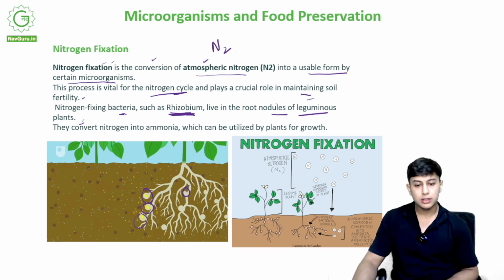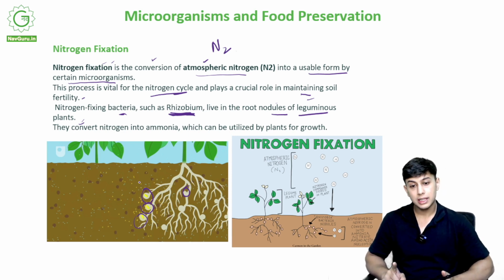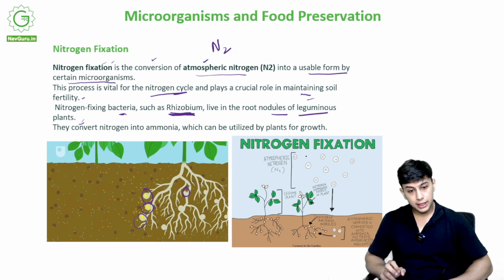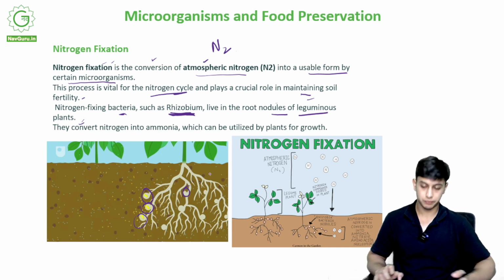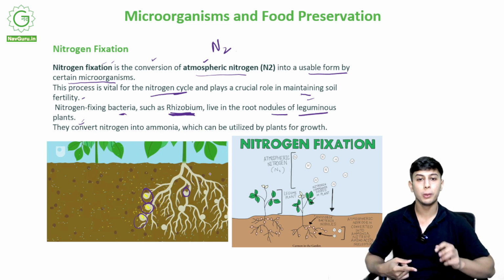Okay, this is called legumes. Some plants have these legumes, these circular white structures. Inside these legumes there is rhizobium. What does this rhizobium do? It takes the nitrogen that is obtained from the atmosphere and converts it into useful products.